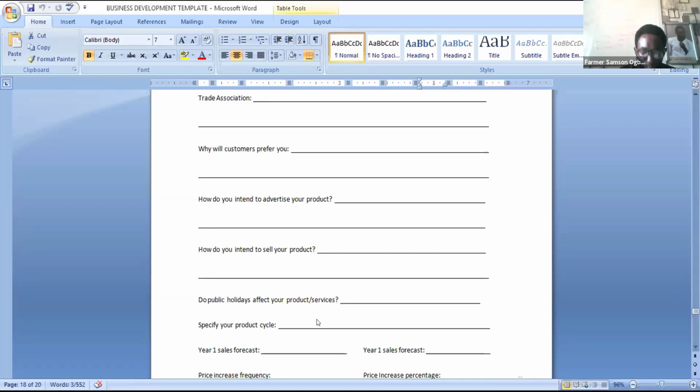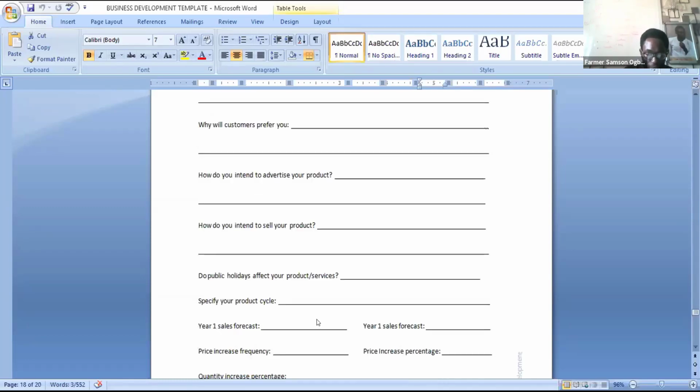Then next is specify your product cycle. Is it once every 2 years? Like for school it is once every year. For poultry, I don't know how poultry works. Then you should know how many cycles you can have in a year.